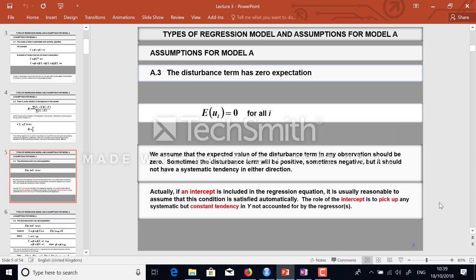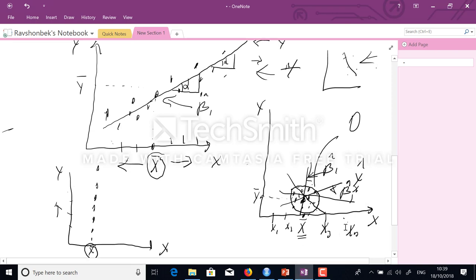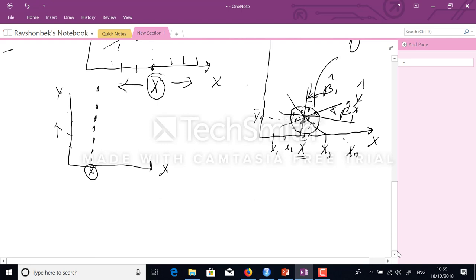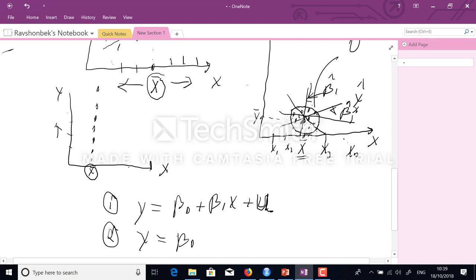Another important point is that we include the betas. When you do the regression analysis, we calculate two unknown parameters. These are beta zero and beta one. This is first, this is second.